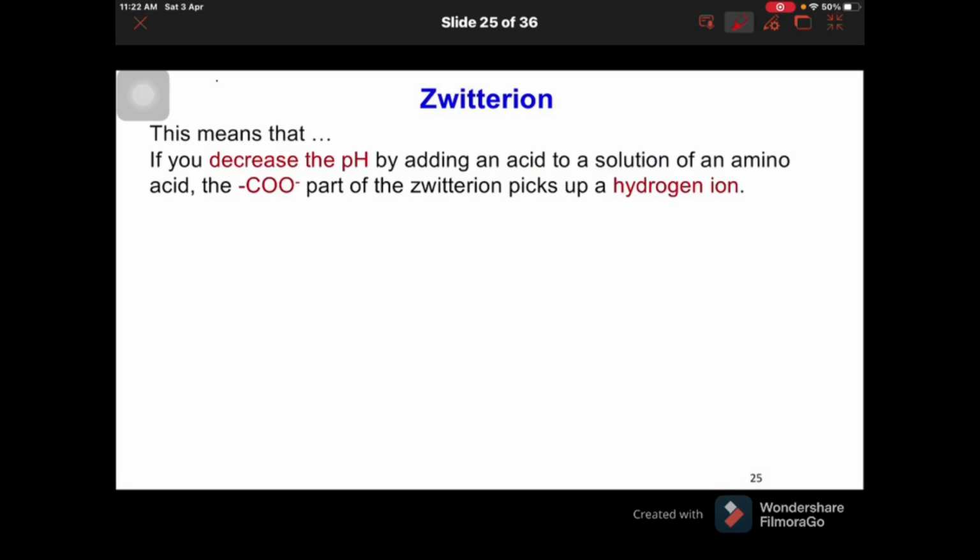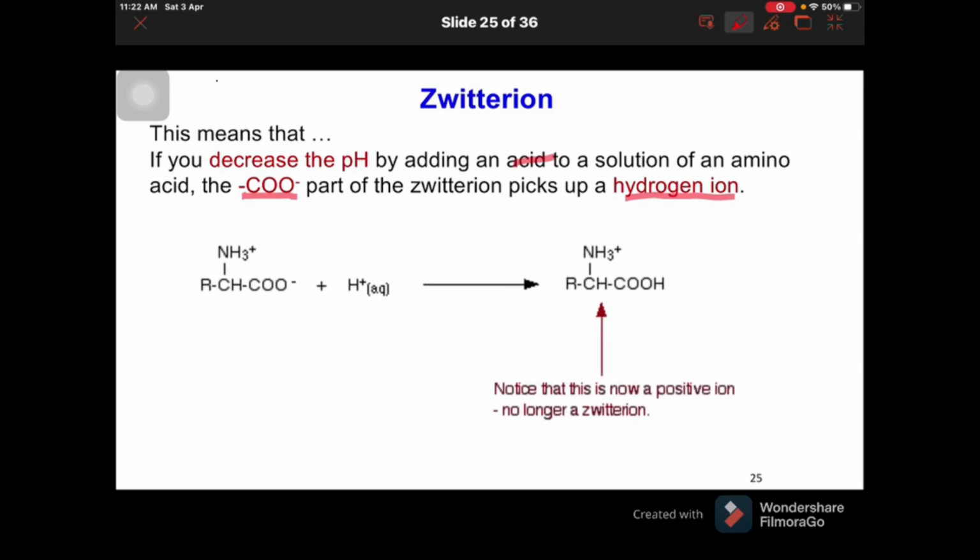This means if you decrease the pH by adding acid to a solution of amino acid, the COO negative part of the Zwitterion picks up a hydrogen ion. So look at this example. The COO negative will receive one hydrogen ion to form COOH. So notice that this is now a positive ion, no longer a Zwitterion.